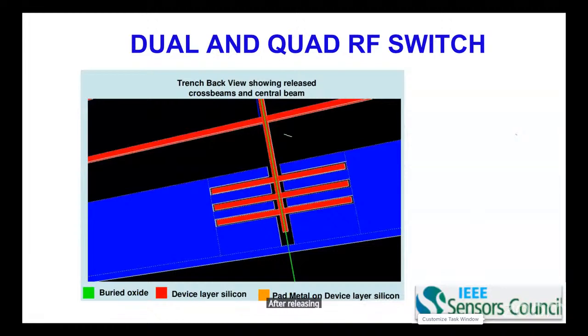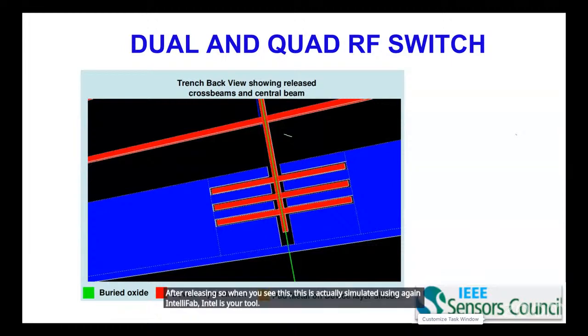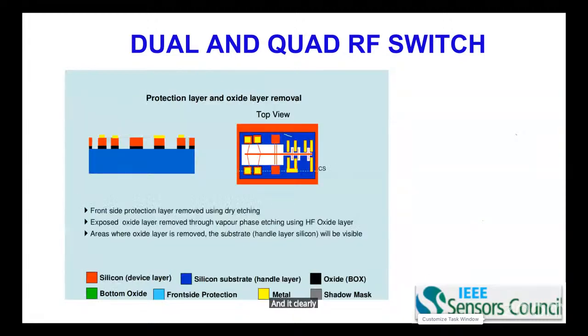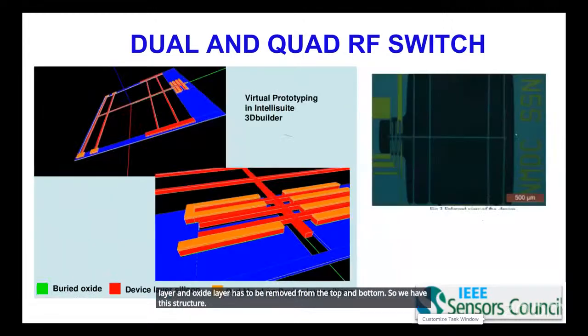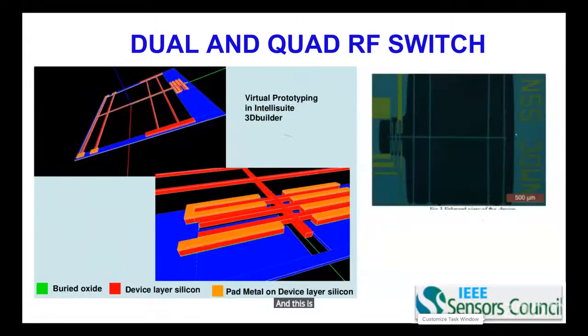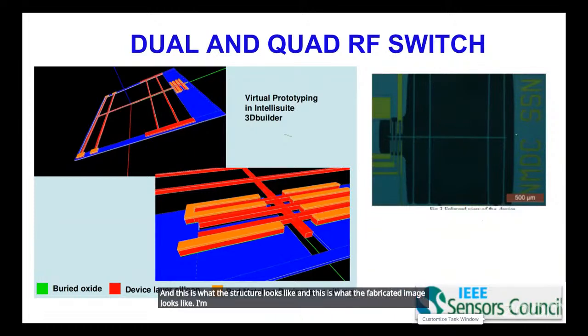This is actually simulated using again the IntelliFab, IntelliSuite tool, and it clearly shows the released structure. And finally, if the protection layer and oxide layer have to be removed from the top and bottom, we have this structure. This is what the structure looks like, and this is what the fabricated image looks like. I'm not moving to the characterization now, so let's first concentrate on the fabrication. So the fabricated structure will look like this.